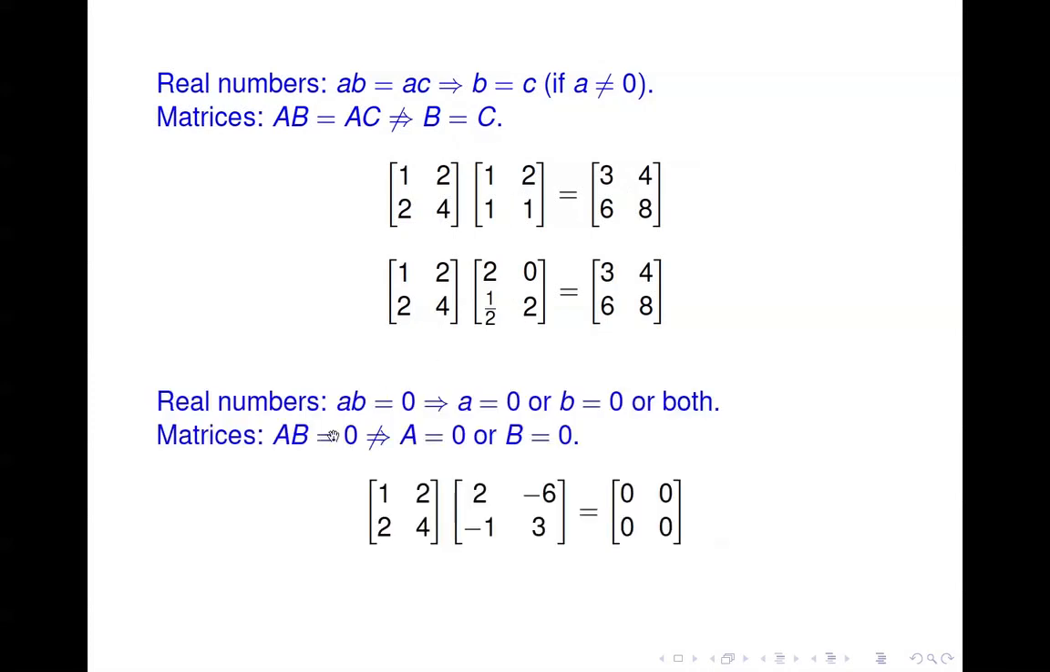And another one, the last warning, for real numbers, if A times B is equal to 0, you can assume that either A or B is equal to 0, or perhaps both are equal to 0. Not true for matrices. If you have a product of two matrices that equals a 0 matrix, that doesn't mean that A or B is equal to the 0 matrix. And here's an example of that. Here's matrix A times B, and we end up with the 0 matrix. But neither of these is equal to the 0 matrix. Far from it, in fact.